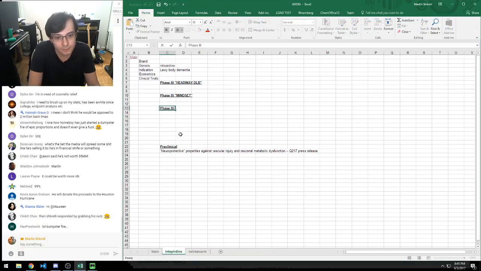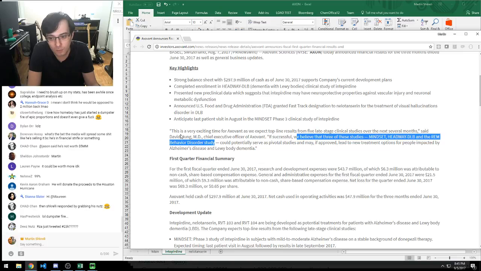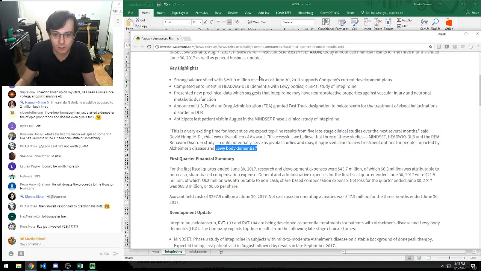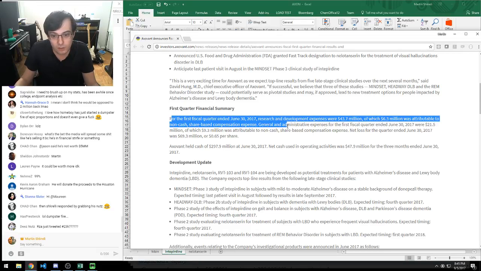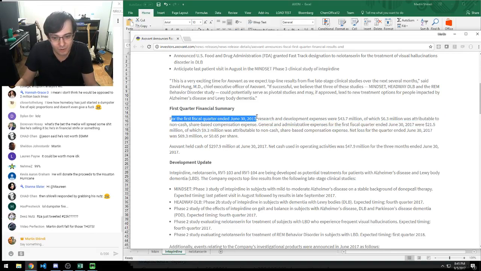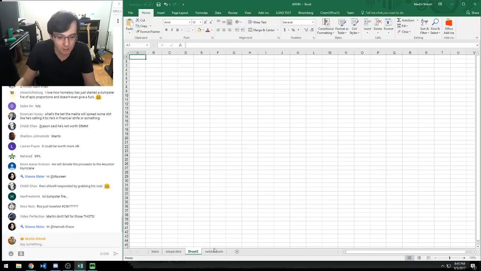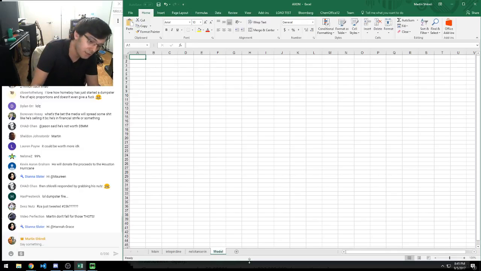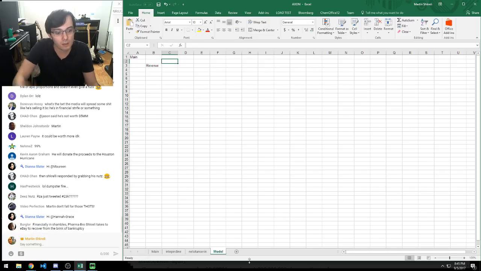The REM Behavior Disorder Study, whatever that is, could potentially serve as pivotal studies and may, if approved, lead to new treatment options for people impacted by Alzheimer's disease and Lewy body dementia. Okay, so he says Lewy body dementia, even though they say dementia with Lewy bodies over there. For the first fiscal quarter ended June 30, 2017, R&D expenses were $43.7 million, so maybe it makes sense now to make a model. We won't belabor this because most of the value is in these clinical assets, but I think it is important to make some kind of model.